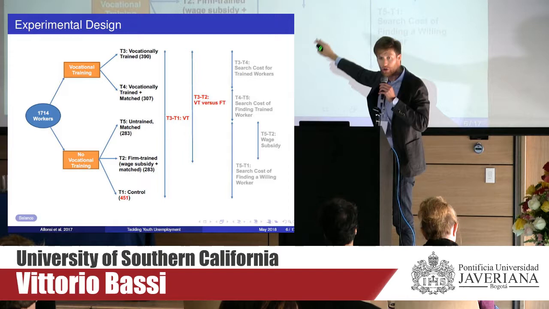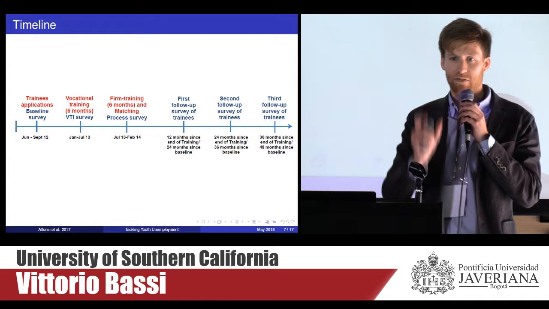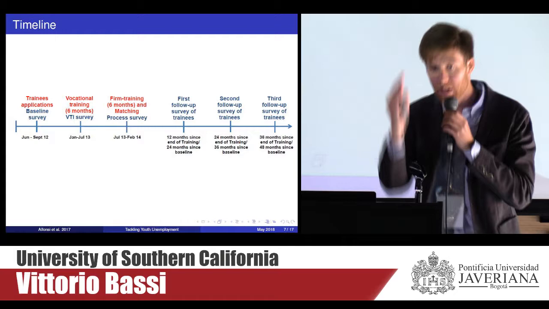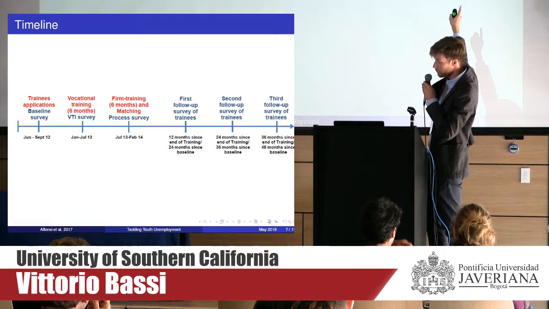Okay, so just briefly on the timeline, this is the timeline of our activities, just two things. We implement the matching intervention. So all those interventions that involve a firm are implemented right at the time where the vocational trainees have finished the vocational training. We did that so that everybody was entering the labor market at the same time. And so we're going to have three follow-up surveys. So we're going to look at data from the 12, 24, and 36 months from the interventions.